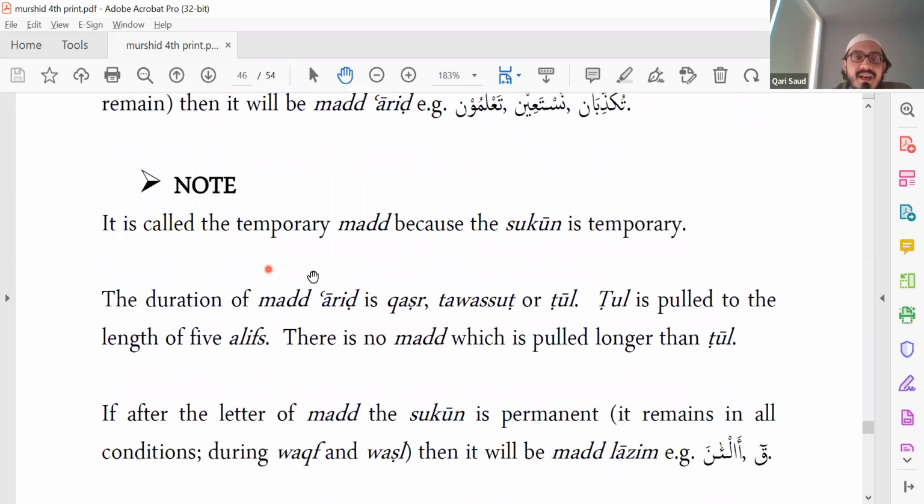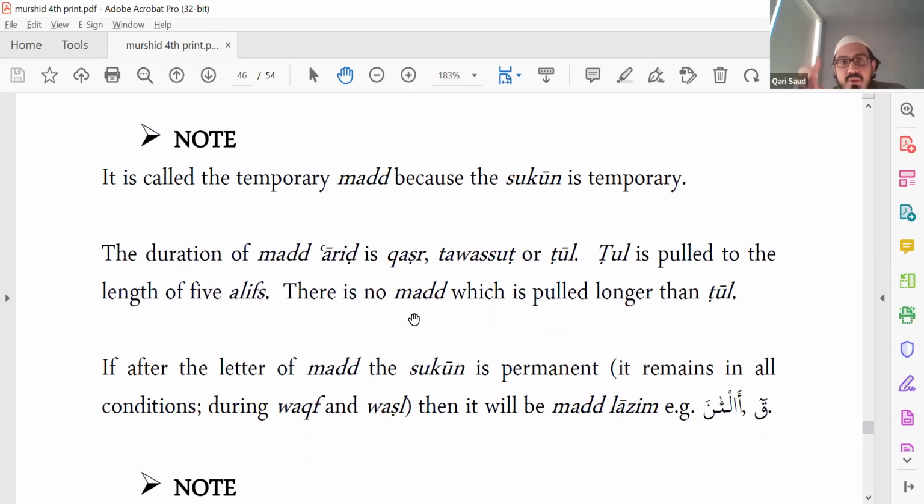The duration of mad adil is qasr, tawassut, or tul. Tul is pulled to the length of 5 alifs. So going back, qasr is 1 alif, tawassut is 3 or 4 alifs, and tul is 5 alifs. There is no mad which is pulled longer than tul. So those 3 terminologies you can use: qasr, tawassut, tul. Qasr 1 alif, tawassut in the middle 3 or 4 alifs, and tul is 5. So for this mad, you can do qasr, tawassut, or tul.